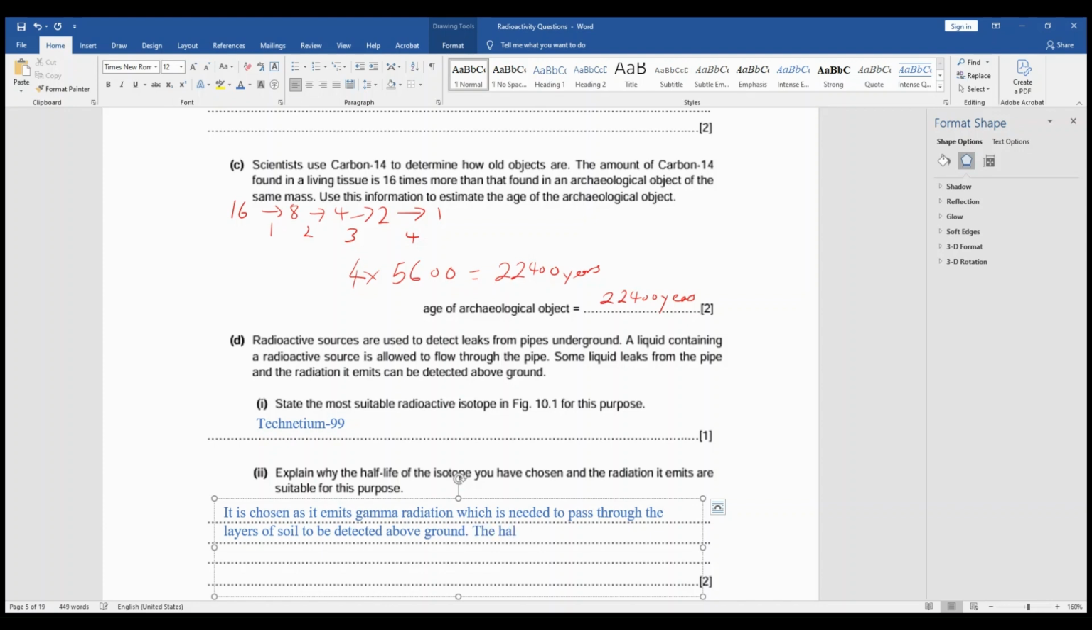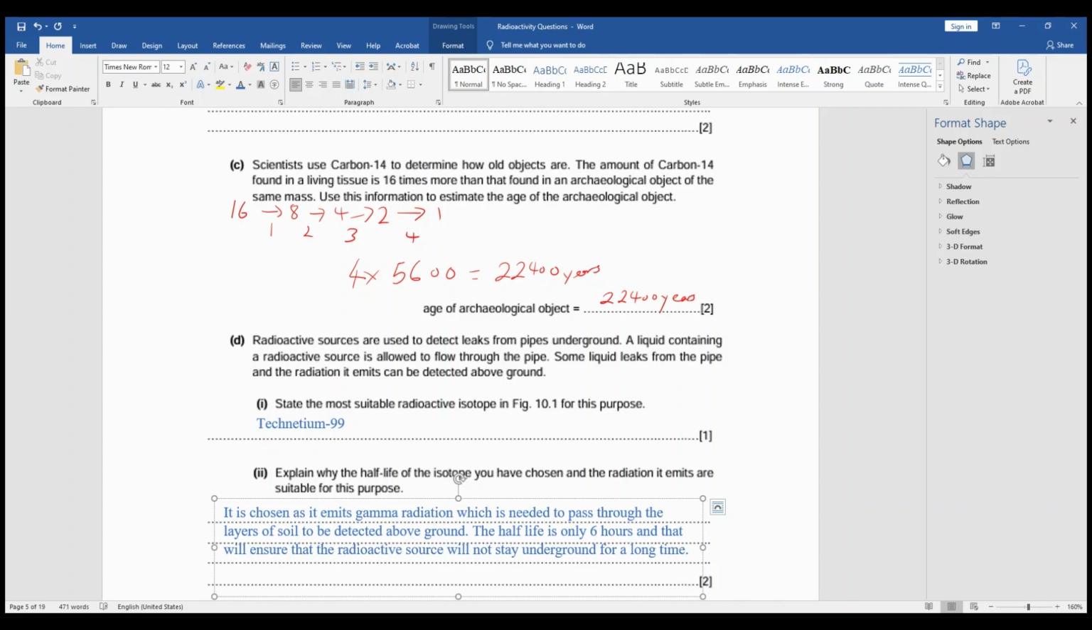The half-life is only 6 hours, and that will ensure that the radioactive source will not stay underground for a long time.